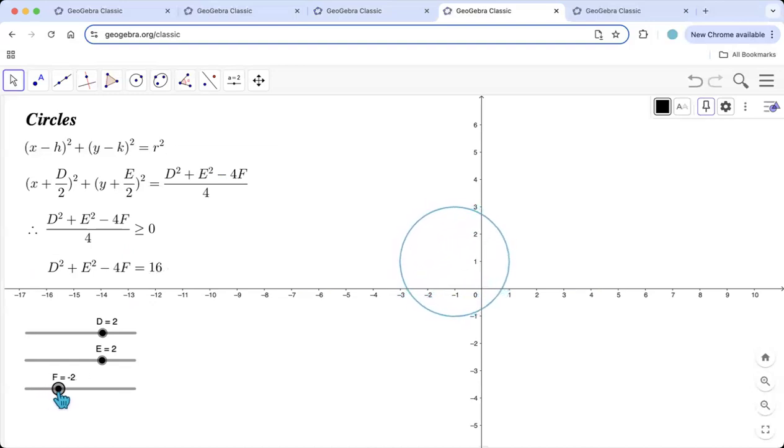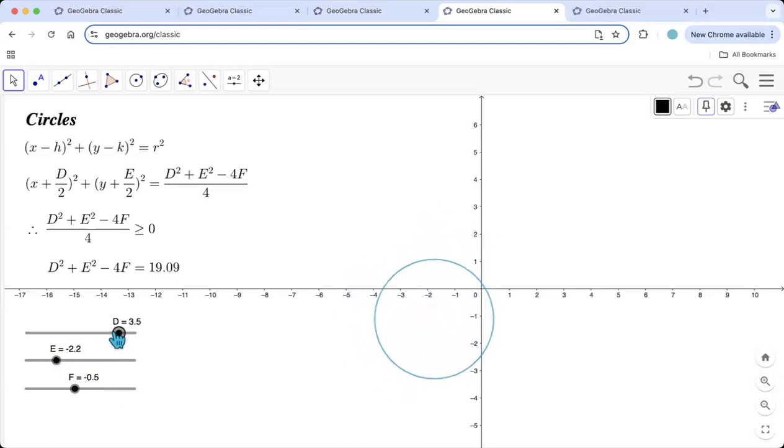So it's important what d squared plus e squared minus 4f is equal to. Again, if it's equal to 0, then it's just a point in space. If it's less than 0, then the circle doesn't exist. And if it's more than 0, the circle does exist. And then obviously this does some different transformations. Don't need to worry too much about that. But as long as that expression is greater than 0, then you have a circle in space. So I think that's pretty interesting.